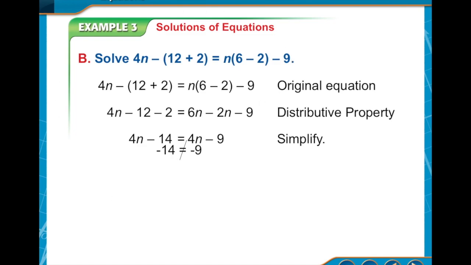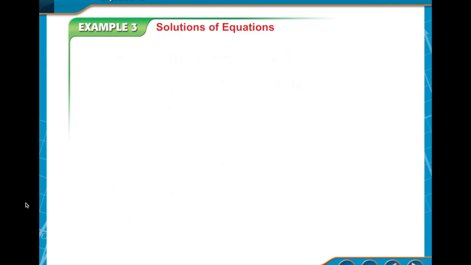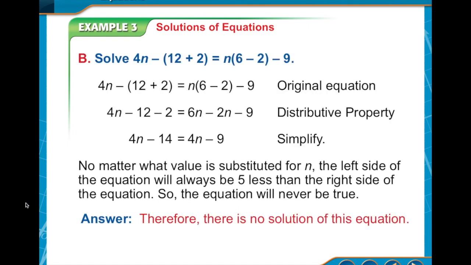Whenever you're solving your equation and you get something like this that is not a true statement, then you know that there is no solution. So that's a special case where no matter what value of n you put into this whole expression, it will never be a true statement. There's nothing that could make it true. So the equation will never be true. The answer is then no solution.